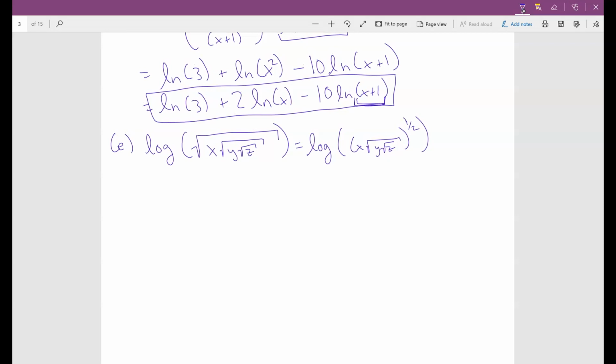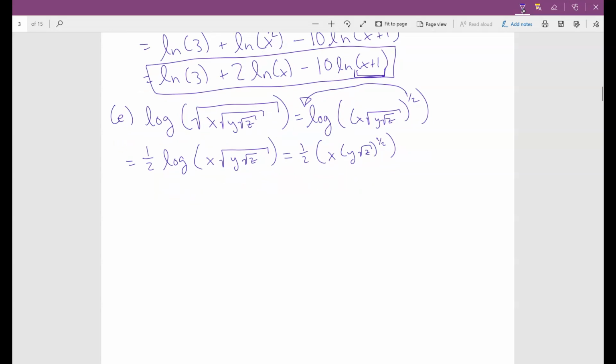Okay, so let's bring out the 1/2 first. Let's take this with care. So it's going to be 1/2 log of x square root of y square root of z. Okay. Now let's work with the inside of the square root. So you have x, and the square root is going to be 1/2, so it'll be y square root of z to the 1/2.